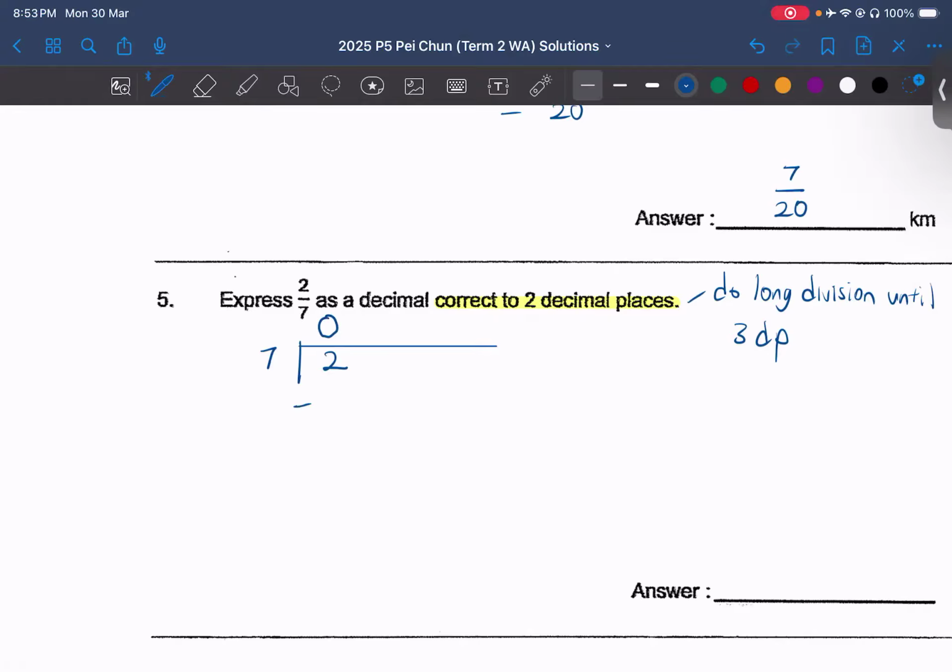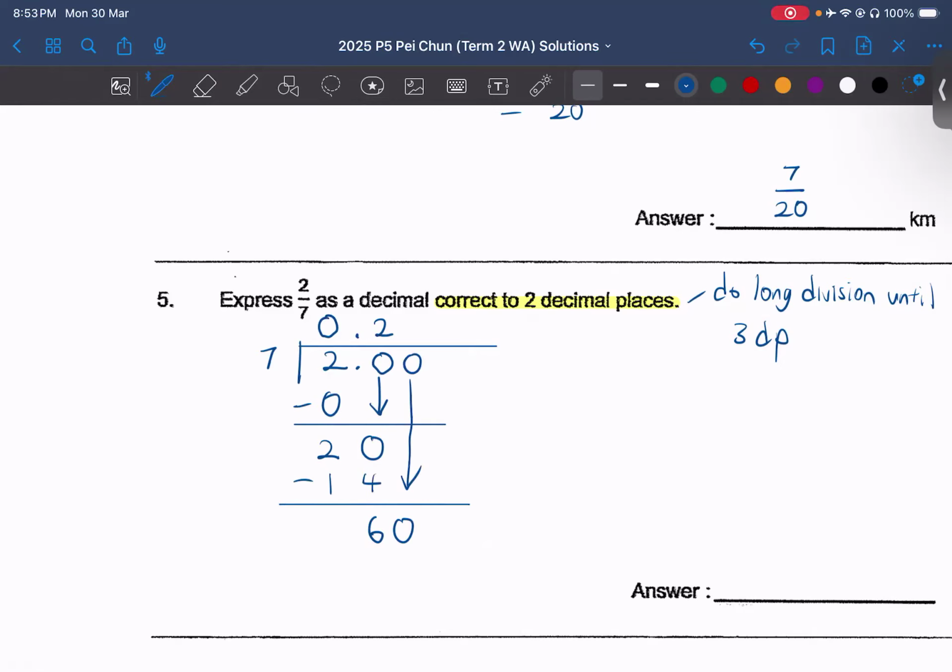So 0 times 7 gives you 0. So 2 minus 0 will give me 2. So next you put the decimal point. Then you put the 0. So you bring the next number down, which is the 0. So how many 7s can you fit inside 20? It's just 2. So 2 times 7 is 14. And then 20 minus 14 is 6. Okay, then you put the next 0. You bring it down as well.